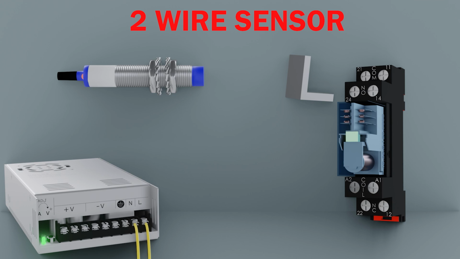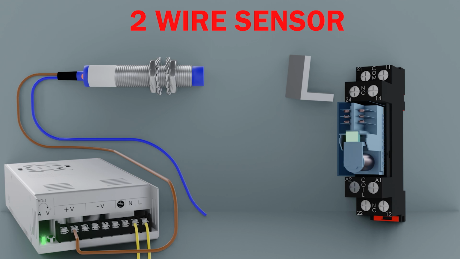Now we connect the positive, brown, to the positive of the source. We connect the negative, blue, to the positive of the relay, A1, and to close the circuit, the negative of the source, to A2, negative of the relay.